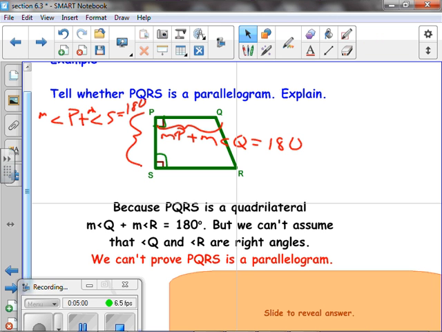Although the picture, even though it doesn't look like it, it doesn't tell us it's not either. We could later find out that I had my picture that wasn't drawn to scale. Q is really a right angle, R is really a right angle, and that would make it a parallelogram, but we can't say that for certain. So all we can say is that we cannot prove that it is.